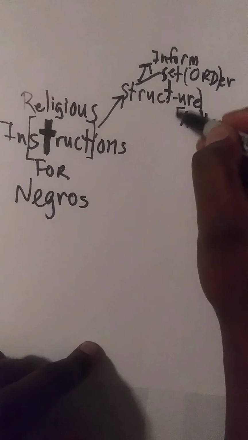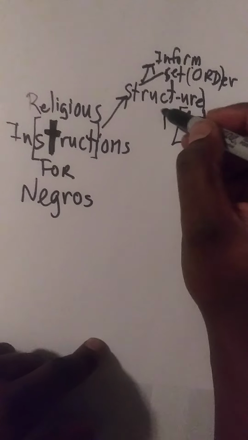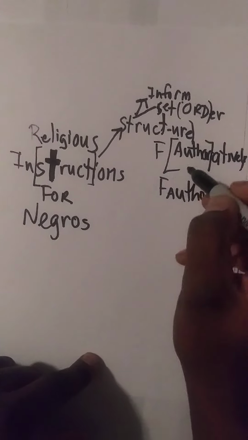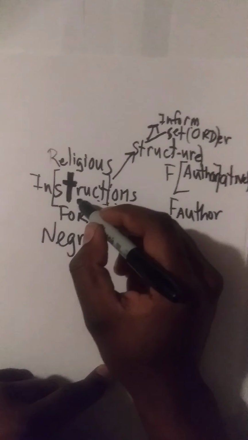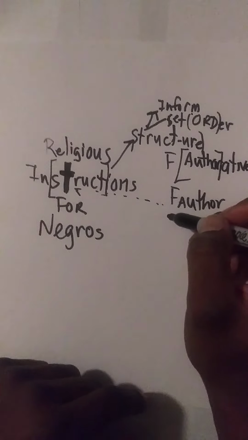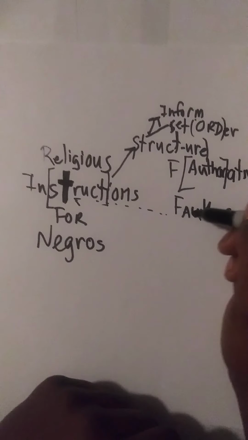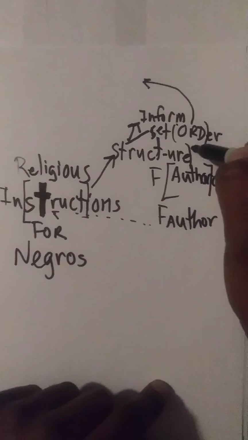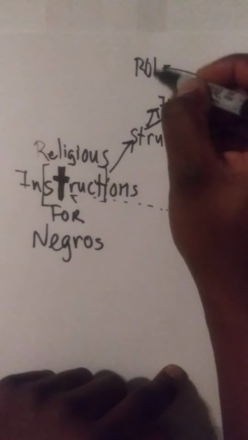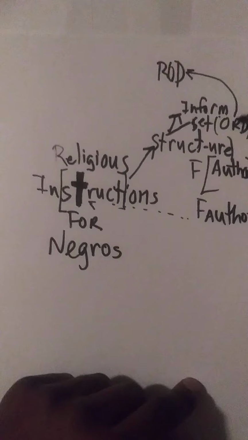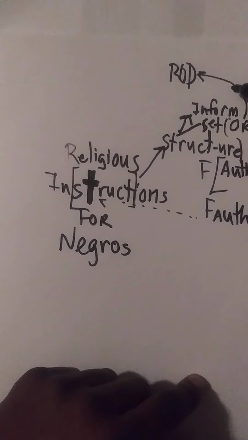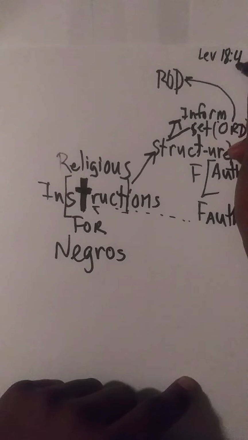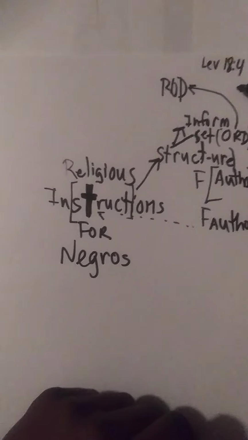right? And inside the word authoritative, you can see author. If you add the F, you can see father. And the father is what? The Pope, the Papa, religion. And so inside order, you can see the word rod. Order is kept by statutes, orders, and commandments, right? It's like Leviticus 18:4. Keep my statutes, keep my commandments.